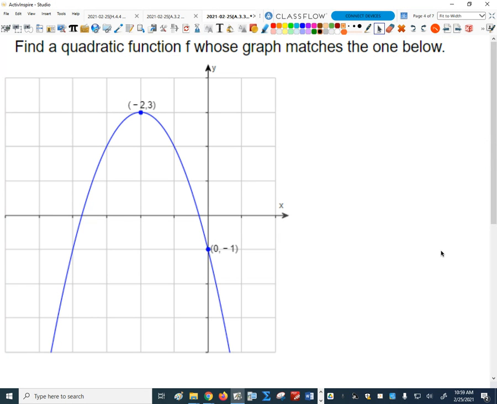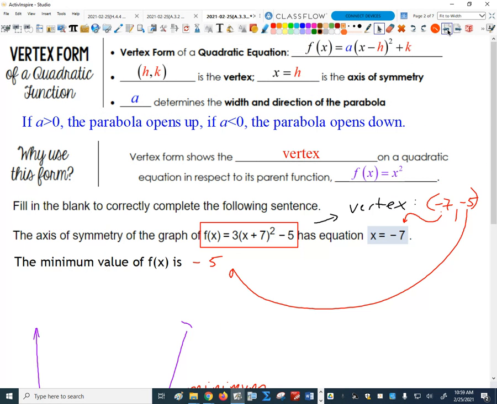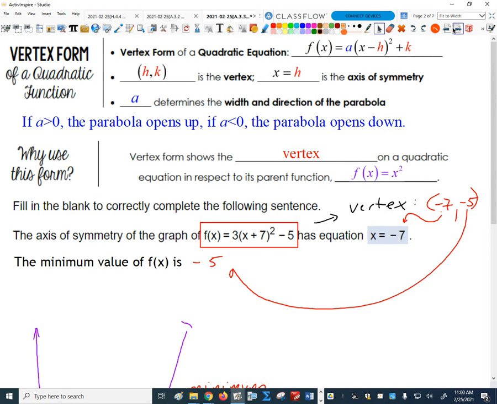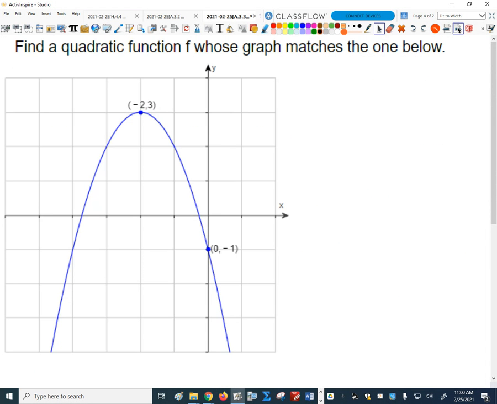Okay, now we're going to go backwards. This time instead of being given a function and we have to graph the function, they're giving us the graph and we have to write the function. So what do we know about the function? Well, we know this is what it needs to look like, right? It needs to look like the vertex form of a quadratic equation, or a quadratic function. So that's the result we're trying to come up with.